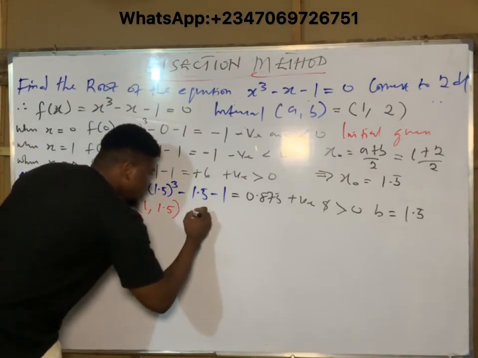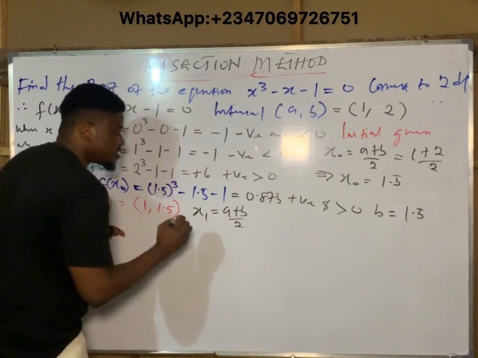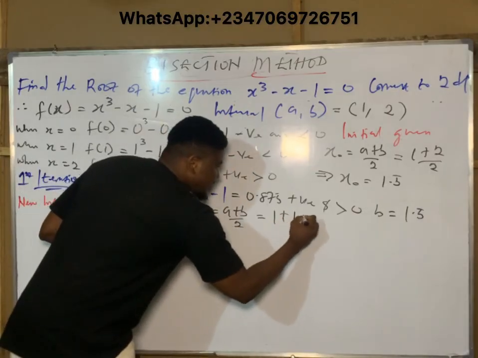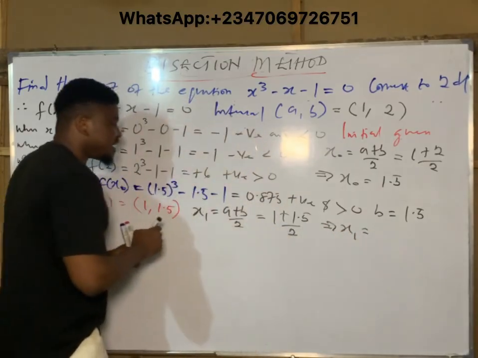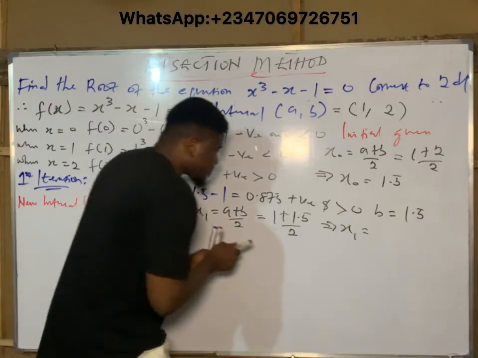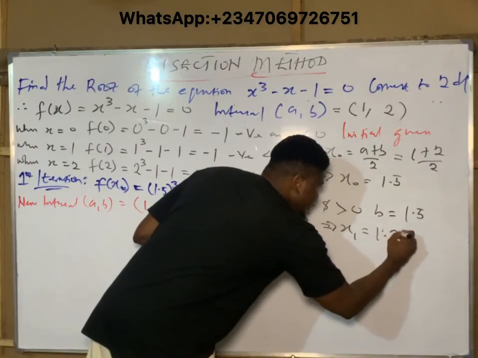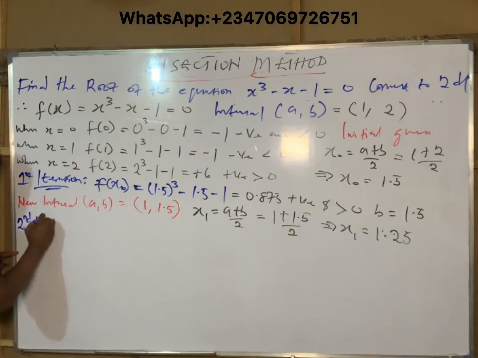So that is going to be x1. So we find x1. x1 remains a plus b divided by 2. Still the same formula. Now this is going to be equal to a is 1 plus b is 1.5 divided by 2. So we have our x1 to be equal to, let's simply get 1 plus 1.5 divided by 2. So that simply gives us 1.25. We have x1 to be 1.25. Okay, so if we have x1 to be 1.25, we perform the second iteration. Now we are using the value of 1.25 to perform the second iteration.